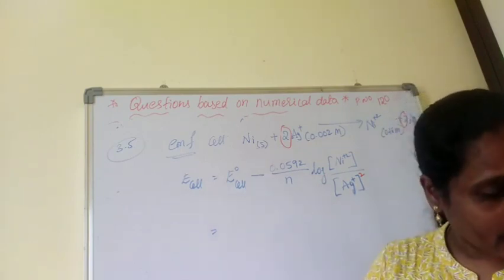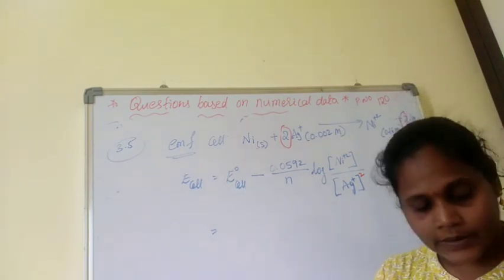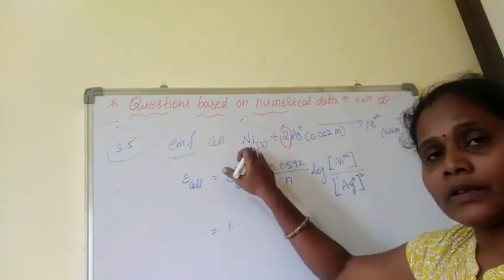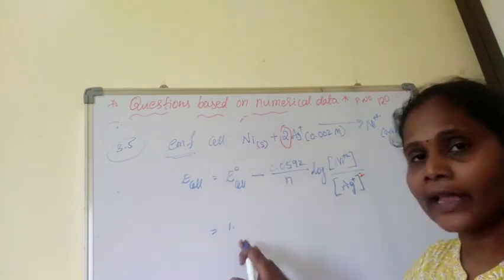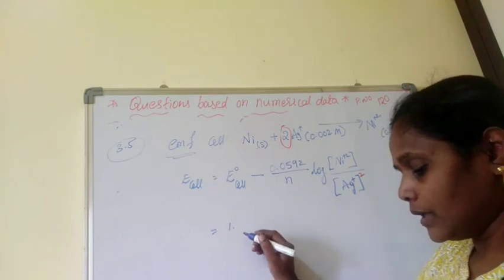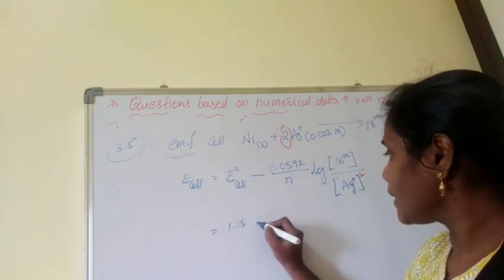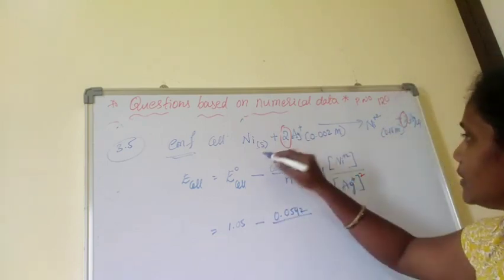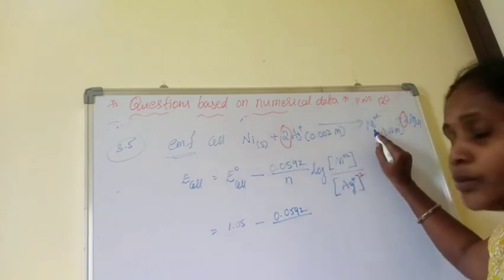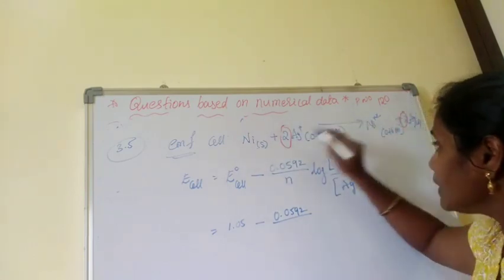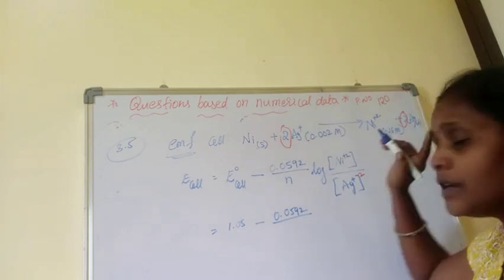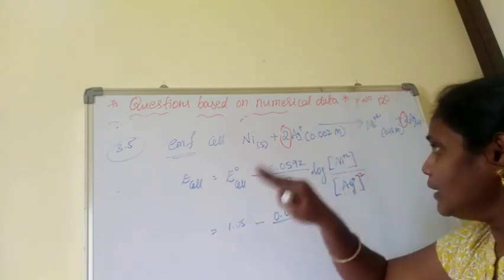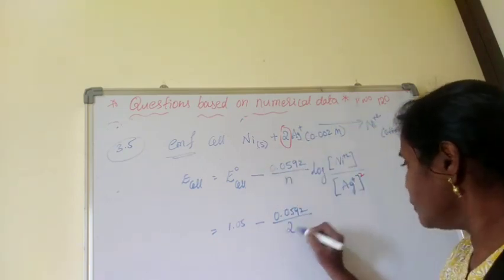He has given the E naught of the cell value here. If he has not given it, he will give you the standard electrode potentials of nickel and silver, and then you have to calculate cathode minus anode. So here he has given 1.05 volt minus 0.0592. How many electrons have been transferred? Look at this. Nickel is converting into nickel plus 2, meaning 2 electrons have been given. Silver plus is converting into silver, meaning 1 electron taken, but 2 silvers are there. Therefore on the whole 2 electrons are involved, right? So 2 you have to write.